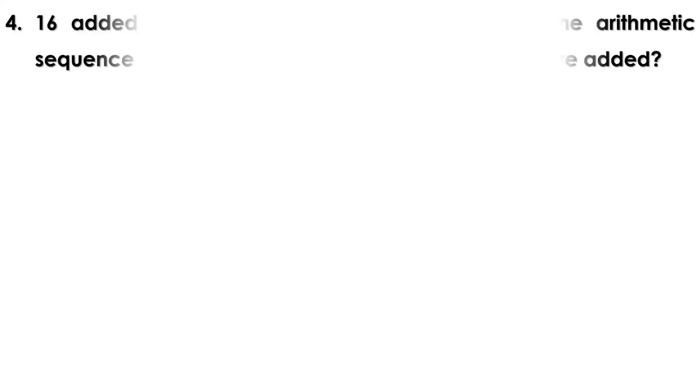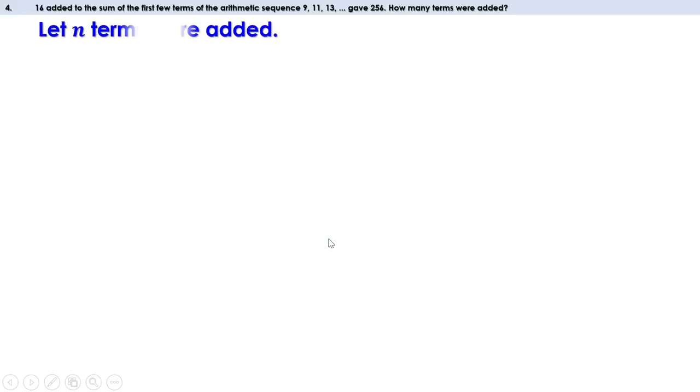Fourth question. 16 added to the sum of the first few terms of the arithmetic sequence 9, 11, 13, etc. gave 256. How many terms were added? Let us consider n terms were added. To find the sum of n terms, we need the first term and the nth term. First term is 9 and common difference is 2.